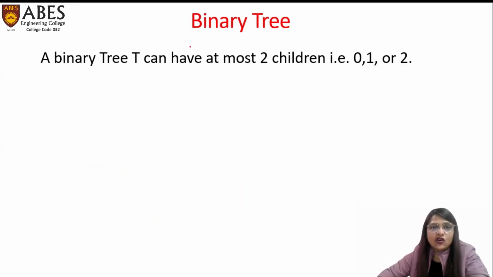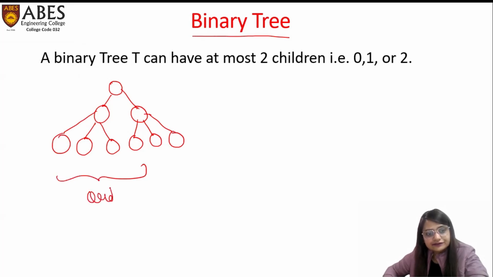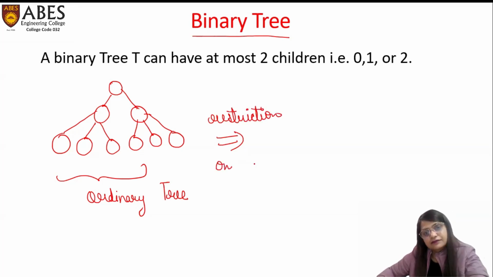Now, the main focus is on binary tree. What do we mean by binary tree? If I talk about an ordinary tree, it can have any number of children. There is no restriction on the number of children in the case of an ordinary tree. But if I apply some restriction on the number of children, then this is known as a binary tree.